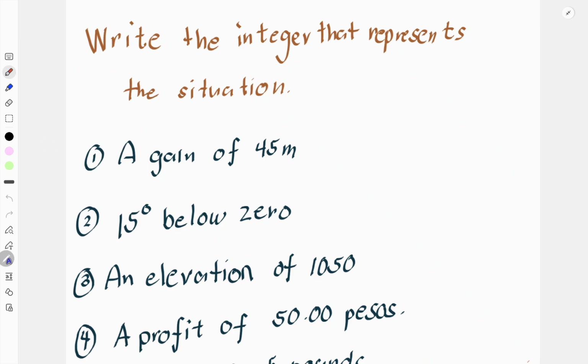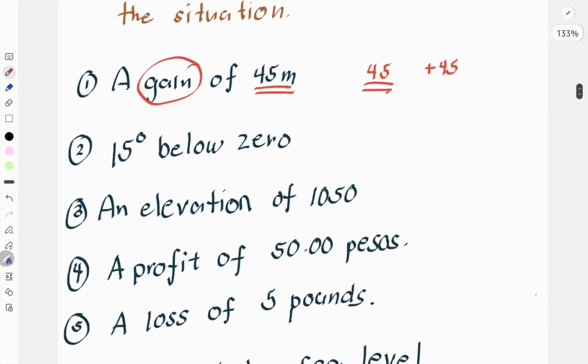Now, let's go with the first one. A gain of 45 liters. We could write it as positive 45, or we could say it's 45, or in some other institutions, they write it plus 45. But in my case, I would like to write it as 45. What makes it positive? Because of the word gain. Now, let's go with number 2. Number 2 is 15 degrees below 0. When we say below, it goes down. Therefore, it could be represented as the integer -15.